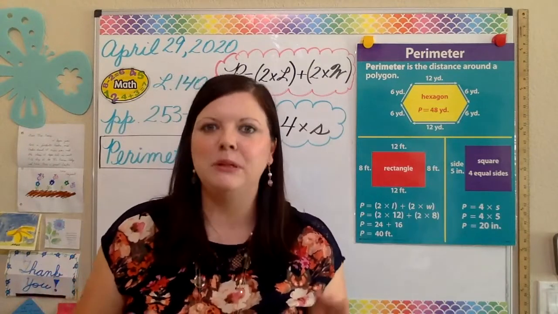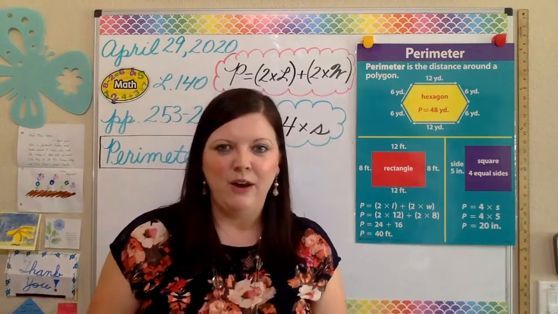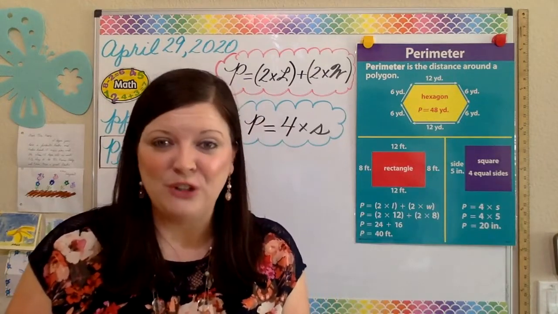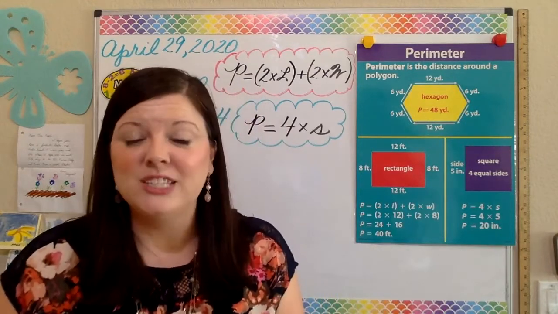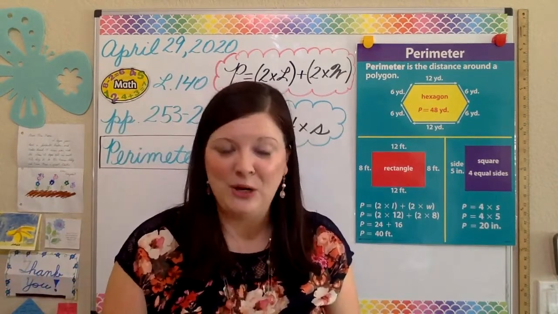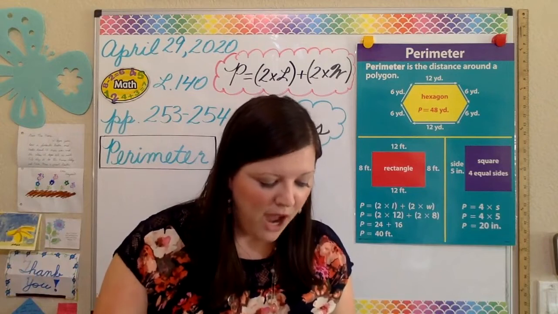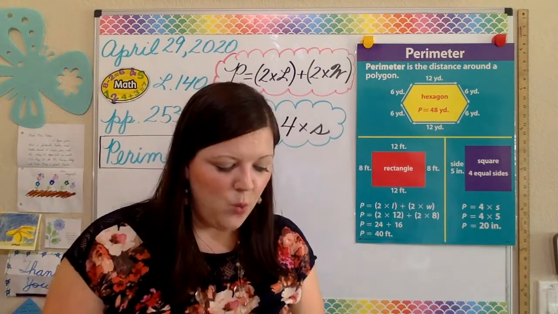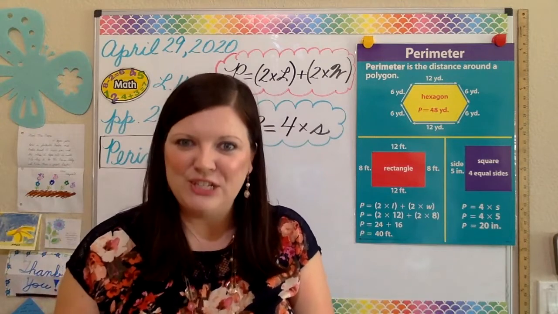Now, hopefully you've had plenty of time to get that math book out and open up to page 253. Let's go ahead and look at our very first story problem where this formula is going to come in handy. Caleb built a square doghouse for Spot. Each side is 4 feet. What is the perimeter of the doghouse?